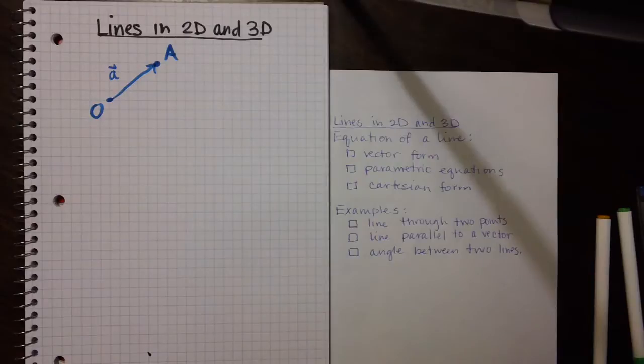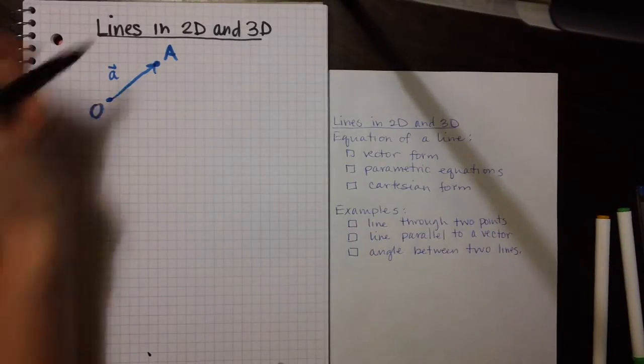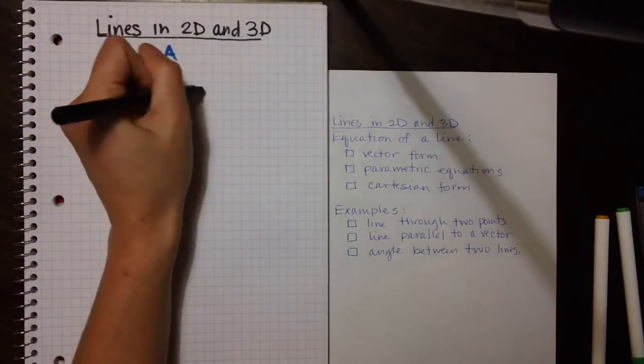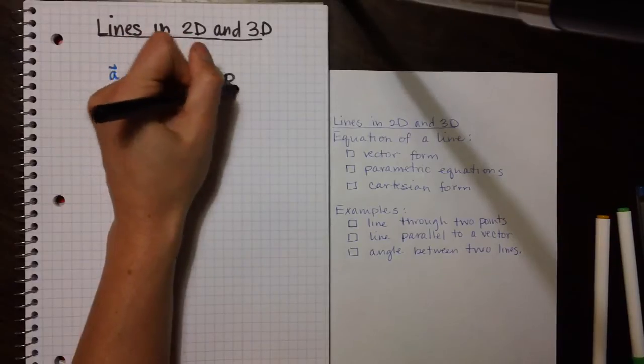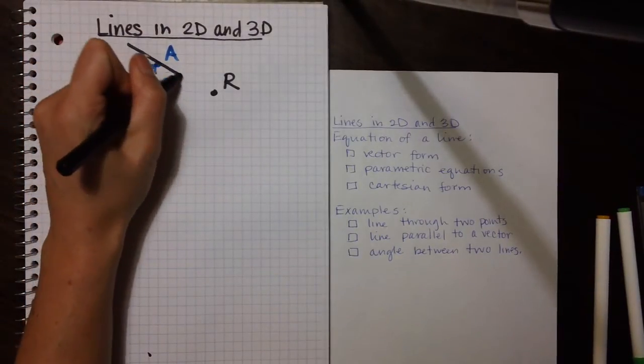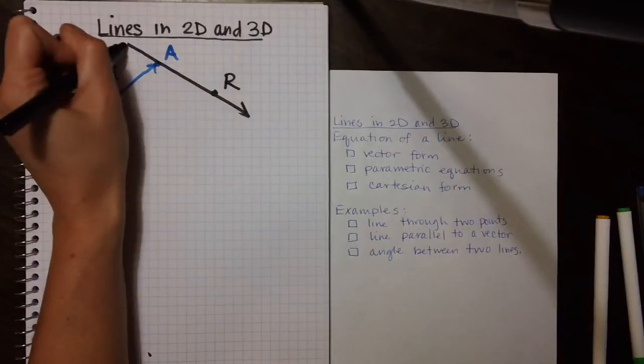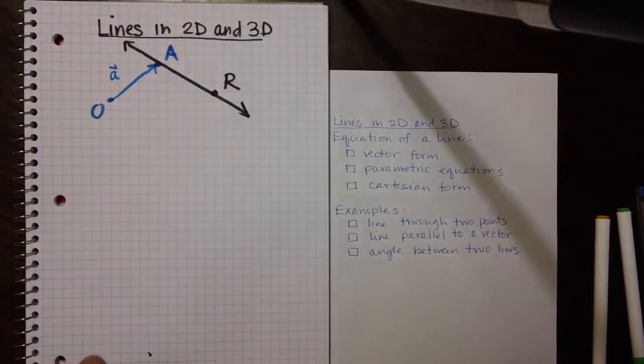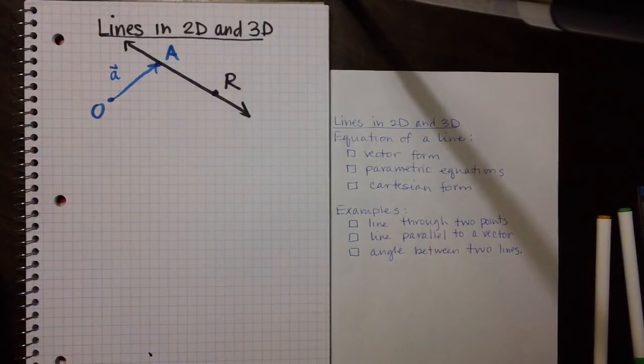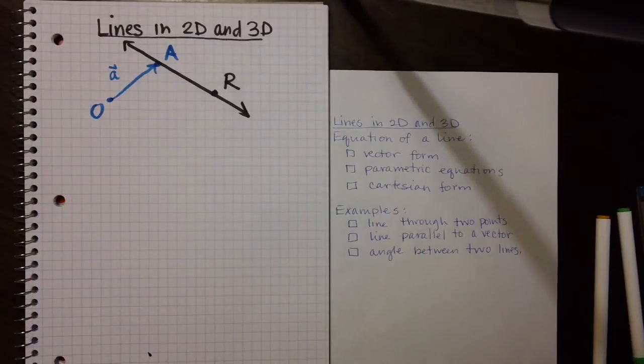So say I wanted a line that went through point A and also went through some other point R. I know that 2 points define a line, and I know that if I have the coordinates of A and R, I can write the equation of the line that goes through them. And the form that you usually write the equation of a line in is called Cartesian form.